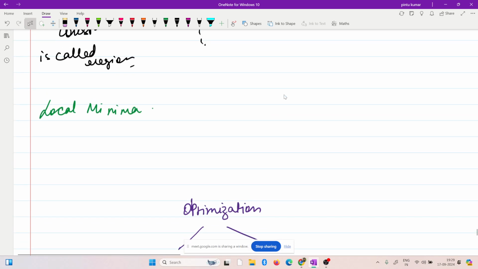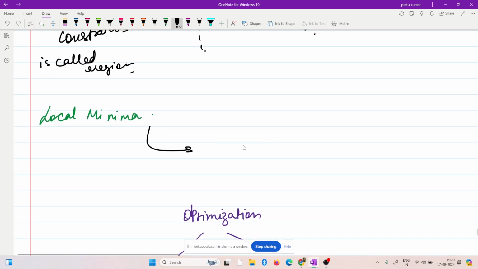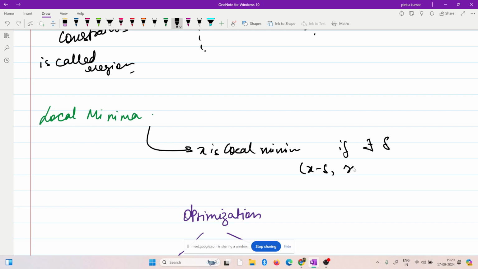Local minima we have already discussed. What is the local minima? In a small neighborhood, it is the minimum point of that function. Okay. So if you look at, let's say x is a local minima if there exists some delta such that if you look at x minus delta and x plus delta, for any y belonging to this set, your f of x is always less than or equal to f of y.